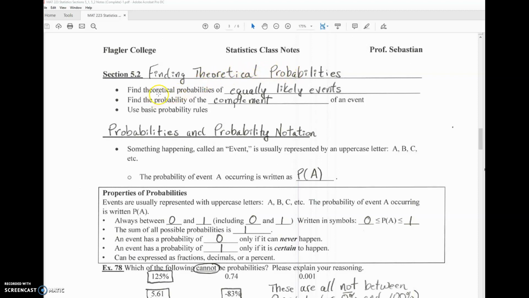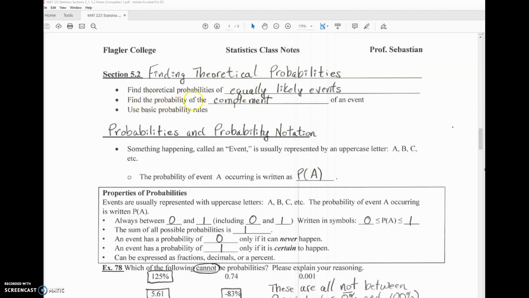So we want to find theoretical probabilities of what are called equally likely events. An example of an equally likely event is, if I flip a coin, the event of getting a head is equally likely to the event of getting a tail. Or I roll a die, the events of getting a 1, 2, 3, 4, 5, or 6 are all equally likely. That's what I mean by equally likely events.